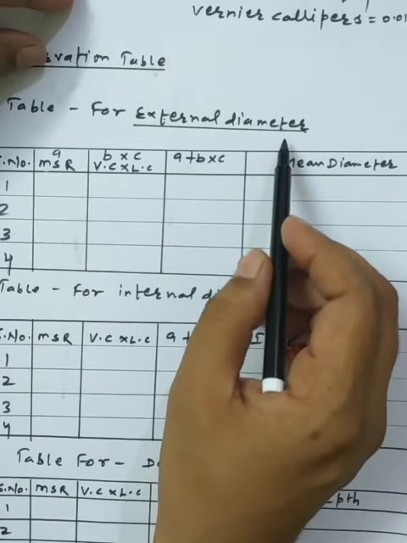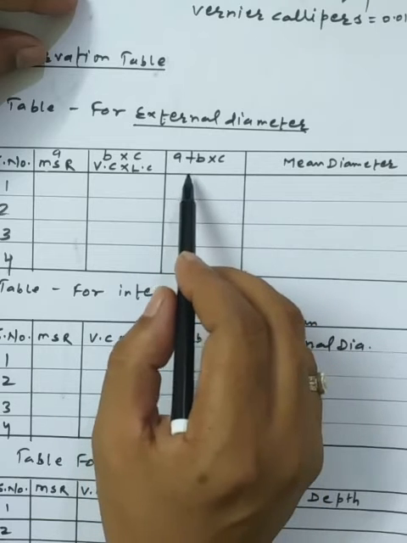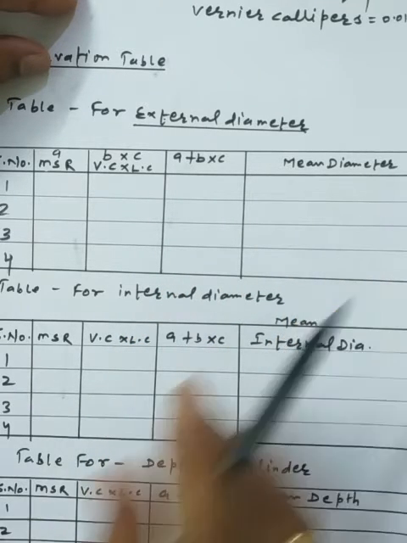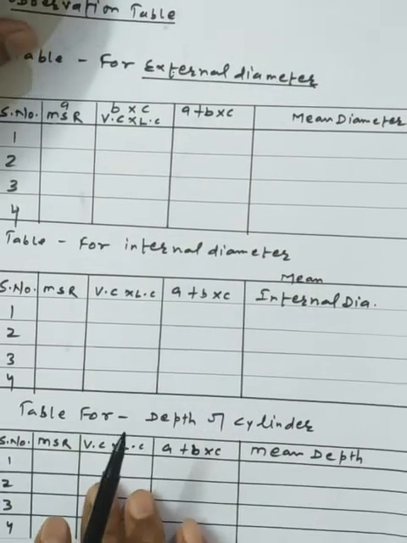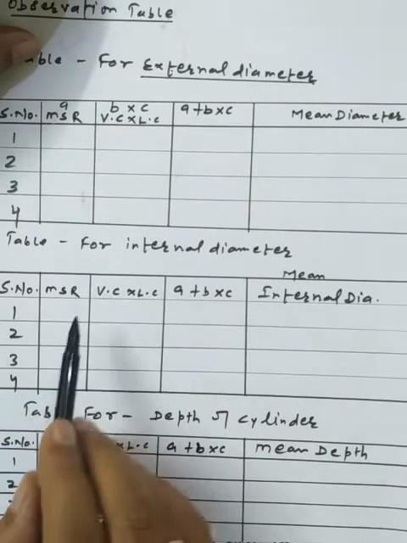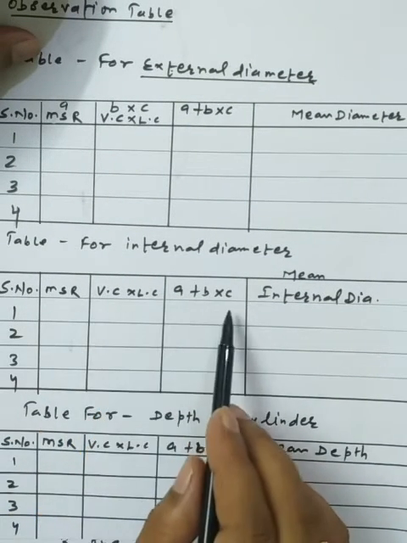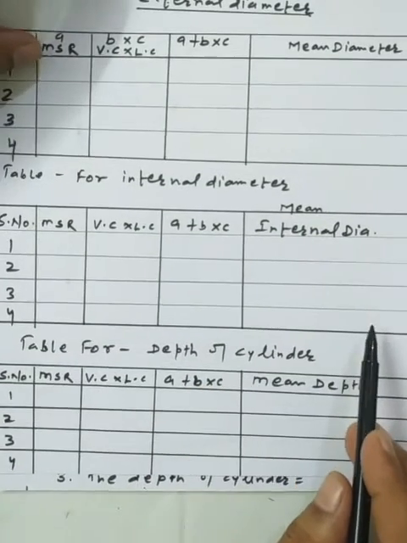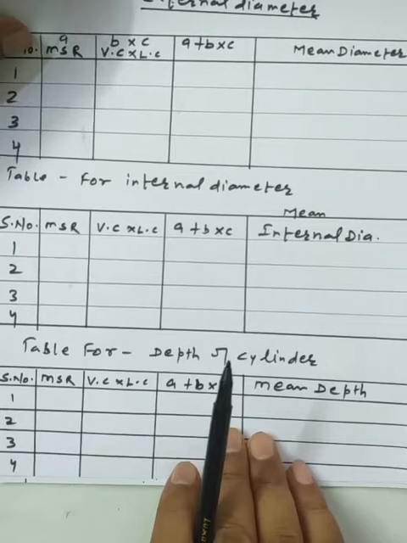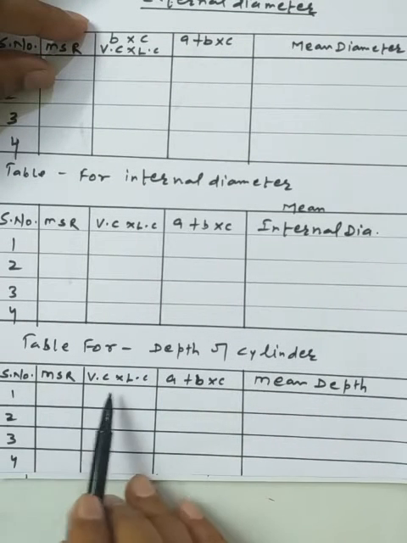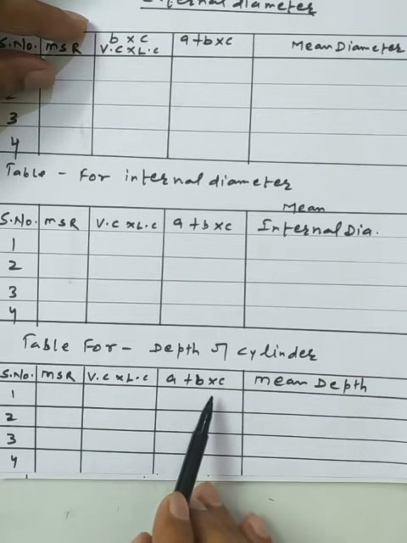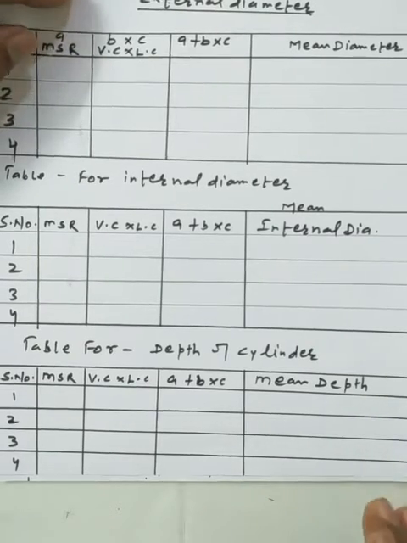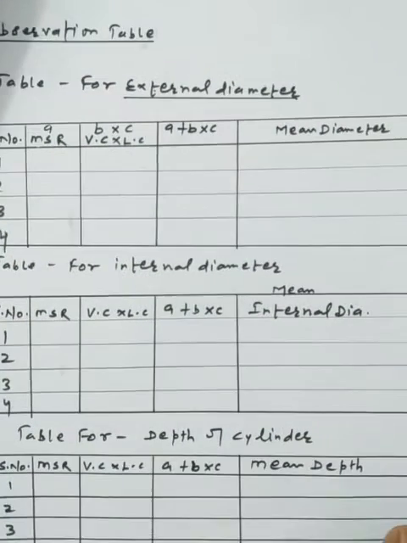Here we want to discuss three tables. Then we combine the reading A plus B cross C, and after that we find the mean diameter. Now the table for the internal diameter: serial number, MSR, vernier constant into least count, A plus B cross C, and the mean internal diameter. Now the table for the depth of the cylinder: serial number, main scale reading, vernier constant into least count, A plus B cross C, and the mean depth.